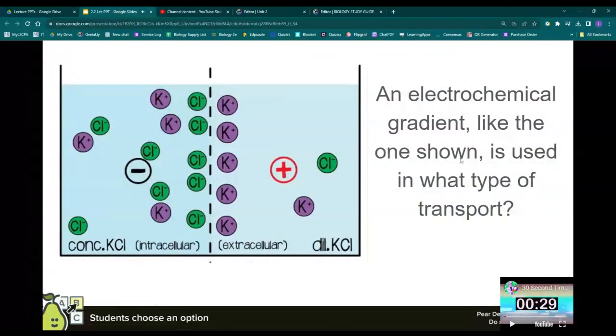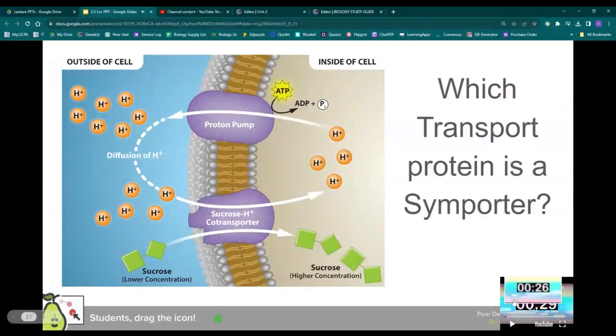An electrochemical gradient like the one shown is used in what kind of transport? Well, it's going to be used in secondary active transport. Which transport protein is a symporter? Well, we already talked about an antiporter, the sodium-potassium pump, and a uniporter is only going to push one thing through in one direction. So this would be the uniporter. The symporter is right here. It's going to pull these protons, these hydrogens, in at the same time that they pull in sucrose. So this would be the symporter.